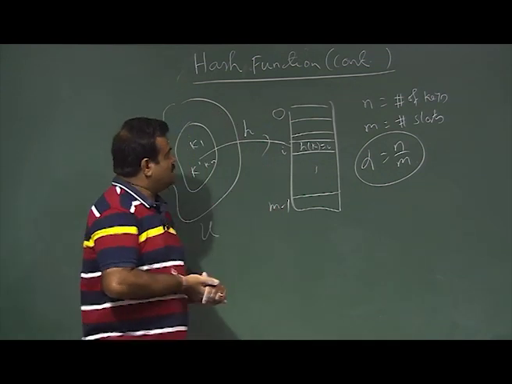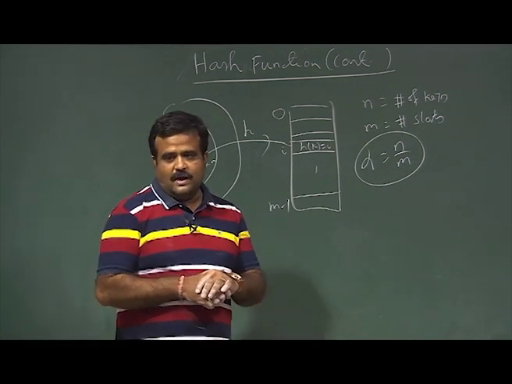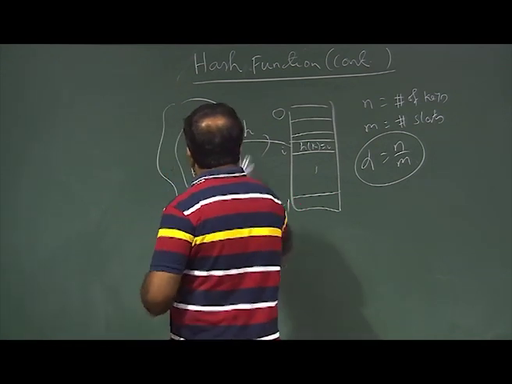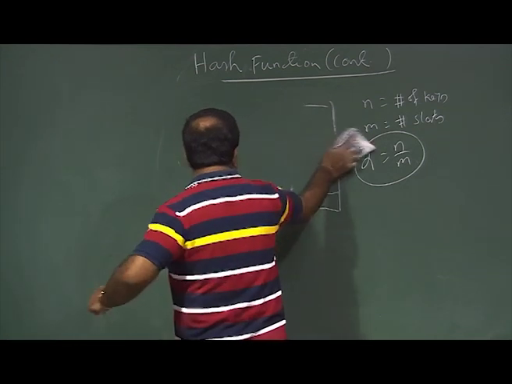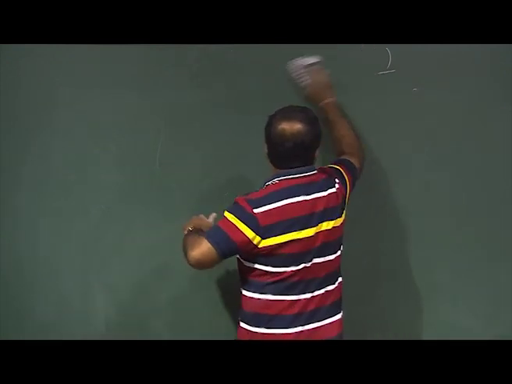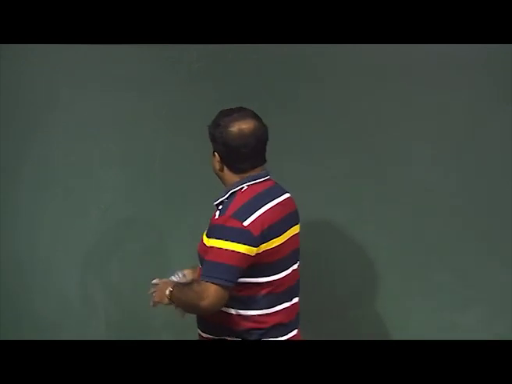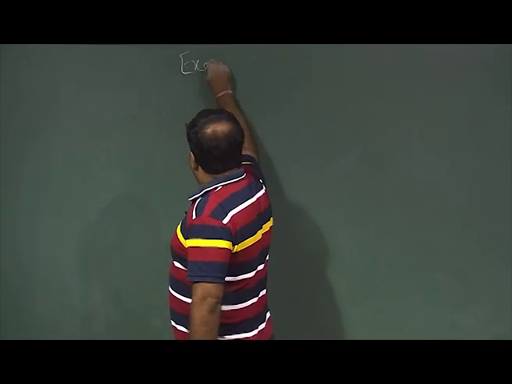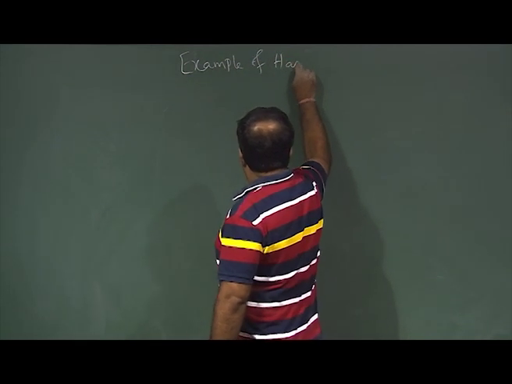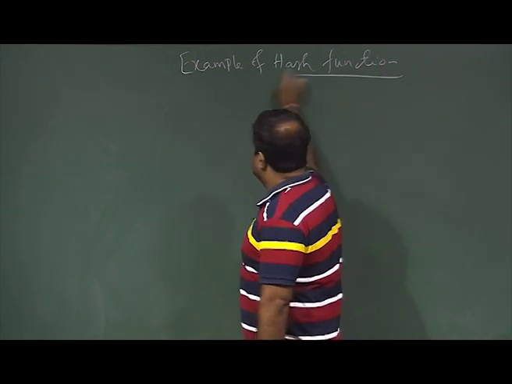So, in this lecture we will try to construct hash functions and see whether each is a good hash function or a bad hash function. Let us talk about some examples of hash functions. How can we choose a hash function? The first one is the division method.